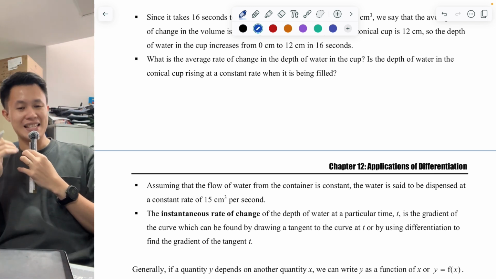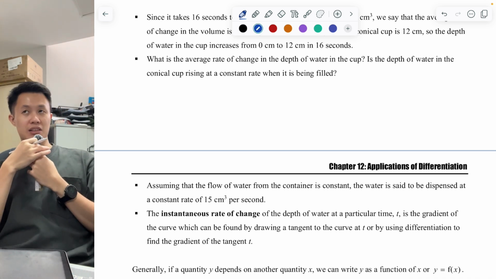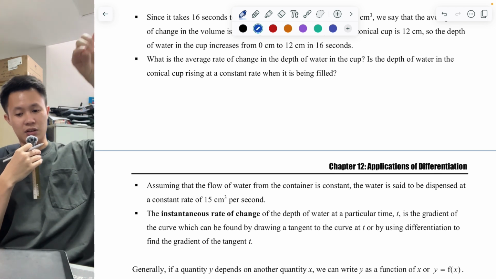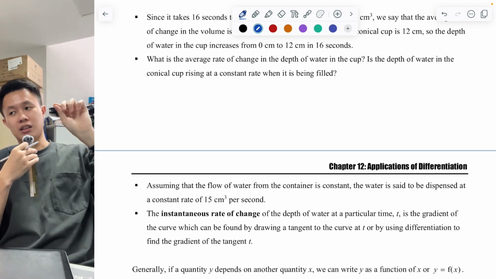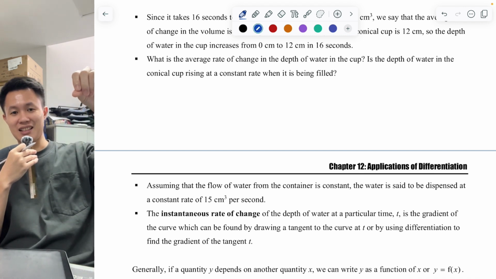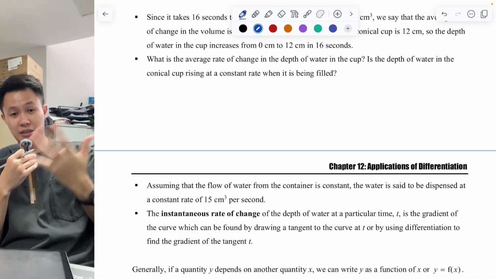We want to talk about the instantaneous rate of change of the depth of water at a particular time. Okay, why do we say instantaneous? Because it's a little bit hard for us to, let's say I pour something, I start now, I pour for 15 seconds, right? Honestly, can I stop pouring at 7 seconds? I mean, can, but then it will affect the experiment, right?